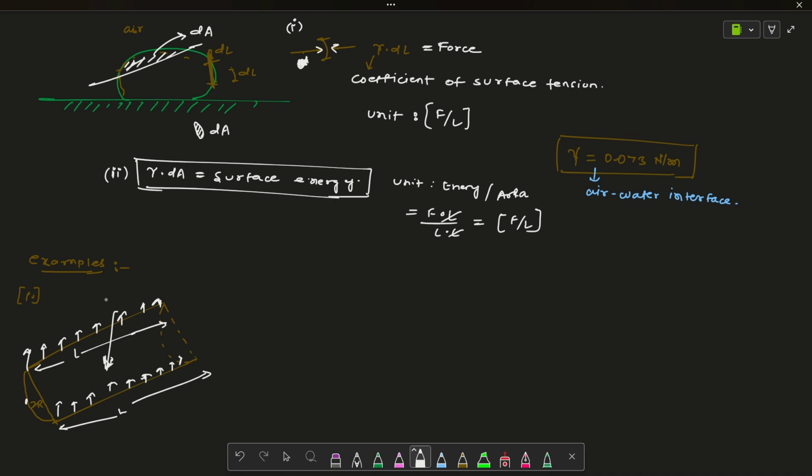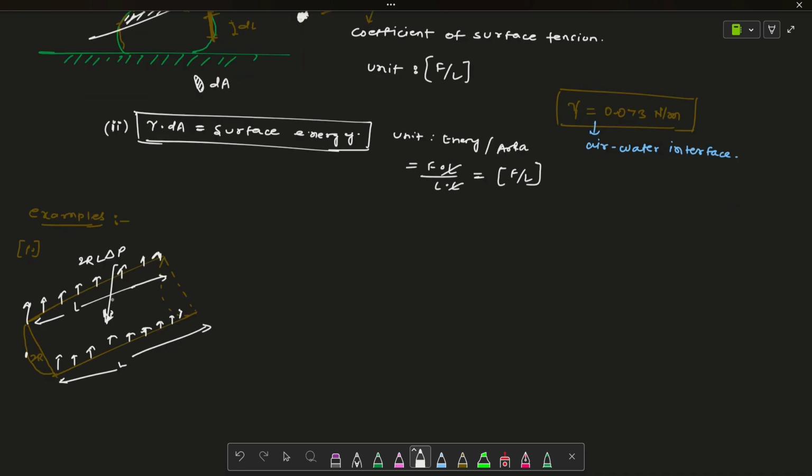Okay, and the pressure difference is delta P, so we can write this in terms of force as 2r into L, right? 2r is this distance and L is this distance. So if we multiply the pressure with the help of area, we will get the force here.